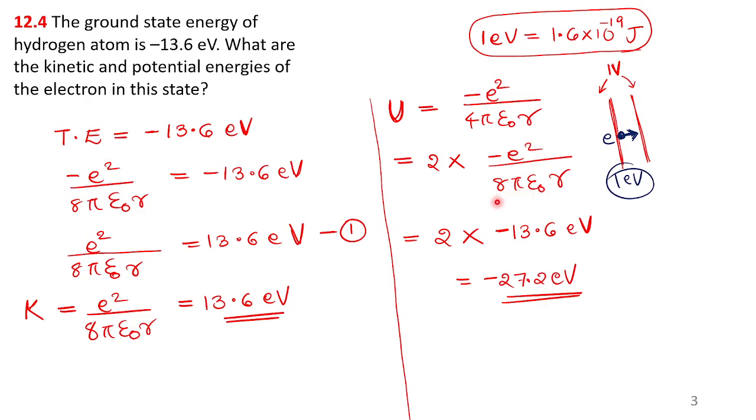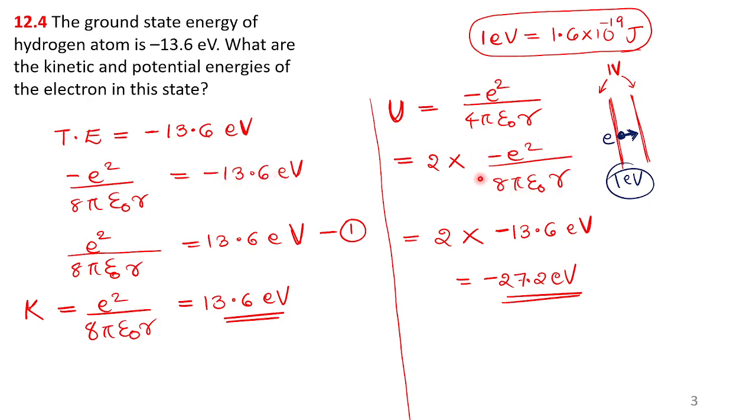Why did I split it like this? Because E square by 8 pi epsilon 0 r we know. That's why the 4 is written as 2 by 8. So 2 times minus E square by 8 pi epsilon 0 r. We have already found it. Minus E square by 8 pi epsilon 0 r is actually minus 13.6.